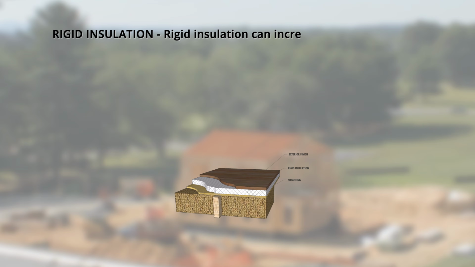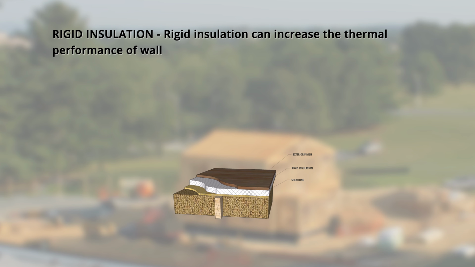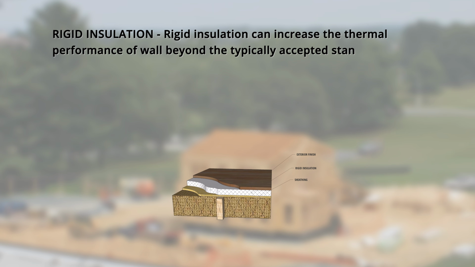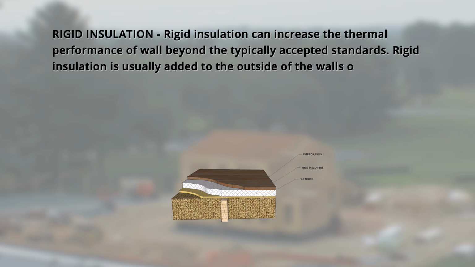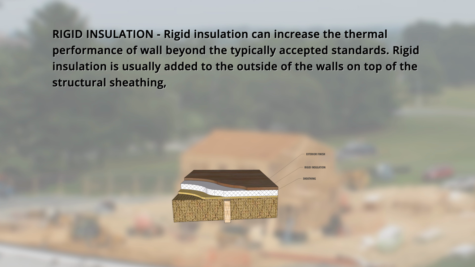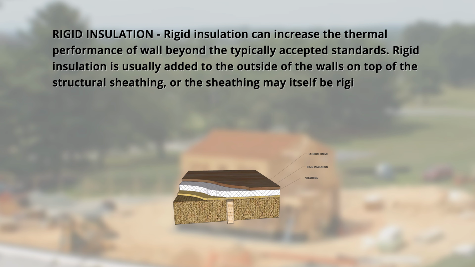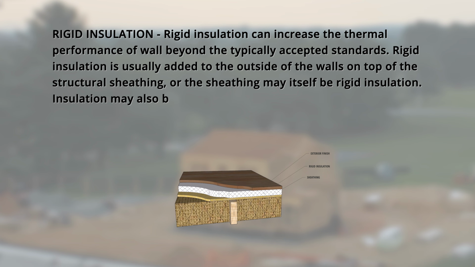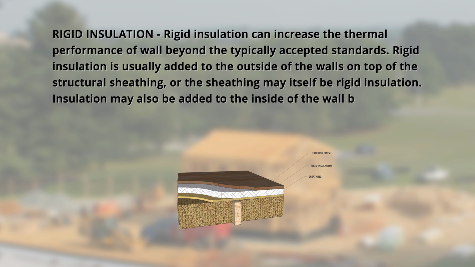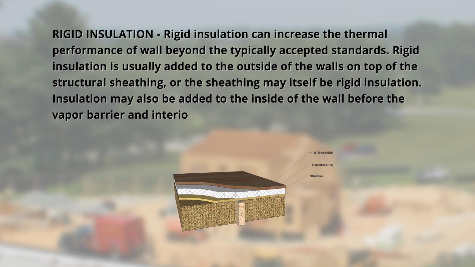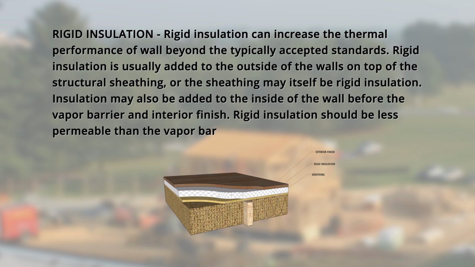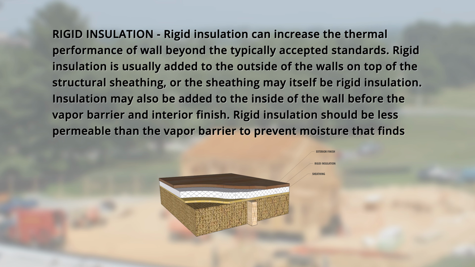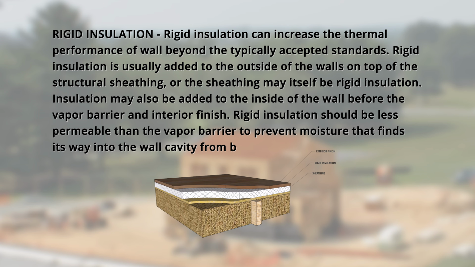Insulation. Rigid insulation. Rigid insulation can increase the thermal performance of the wall beyond the typical accepted standards. Rigid insulation is usually added to the outside of walls on top of the structure sheathing, or the sheathing may itself be rigid insulation. Insulation may also be added to the inside of the wall before the vapor barrier and interior finish. Rigid insulation should be less permeable than the vapor barrier to prevent moisture that finds its way into the wall cavity from being trapped. Take a look at this detailed illustration here on the right.